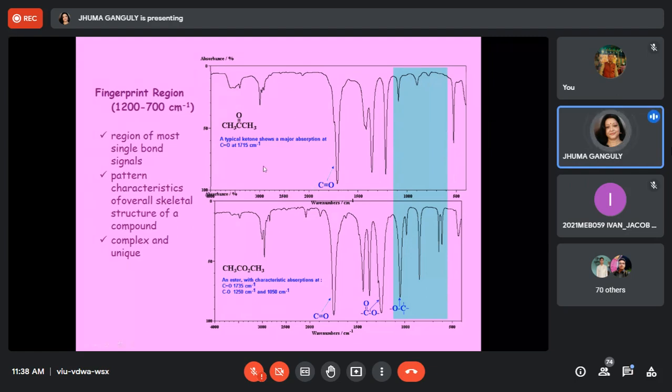And now this is the carbonyl peak, at 1715 and here 1735. And the CO peak is here, the CO peak is at 1250 centimeter inverse. This one is the 1250 peak, and 1000. Two peaks are there, one at 1250 and one at 1000 actually.